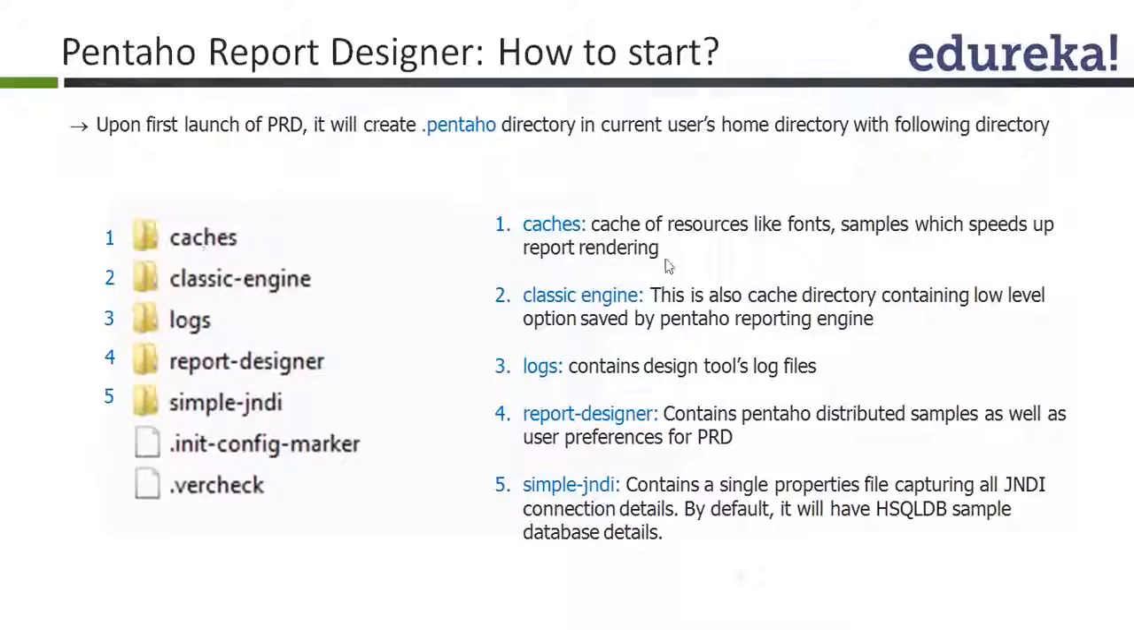the .pentaho folder. It will have caches that, as the name says, cache a few resources which are used extensively by report designer. It will cache artifacts like fonts and samples, which helps speed up report rendering. Then it has the classic engine folder, which is a cache directory containing low-level options, again the caching format. Typically you won't find anything in classic engine; internally it is being used. A few things will go in classic engine, a few things in the caches folder.